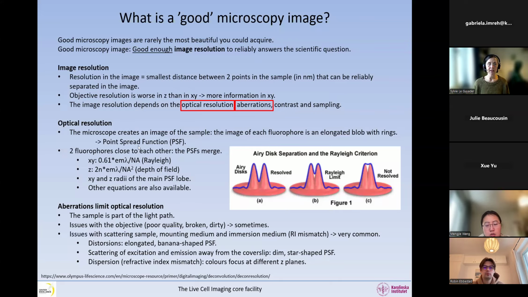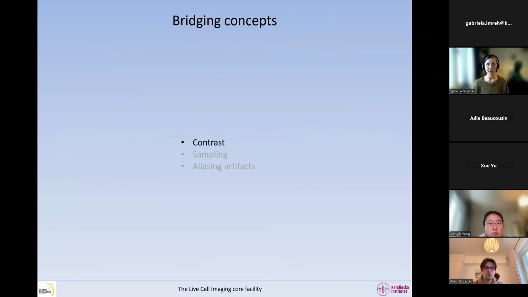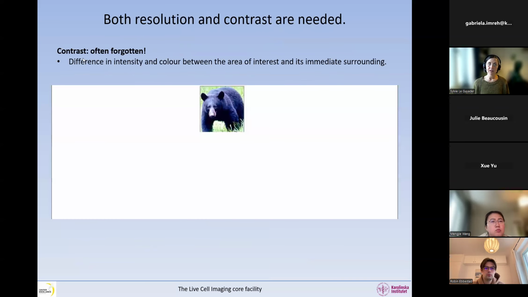So this is, again, the image resolution depends on the optical resolution. It depends on the aberrations created by the sample, but it also depends on contrast and sampling. And this is what I'm going to talk about today. So let's talk about contrast. The contrast is often forgotten, unfortunately. This is the difference in intensity or color, so we can use color to contrast things as well, between the area of interest and its immediate surrounding.